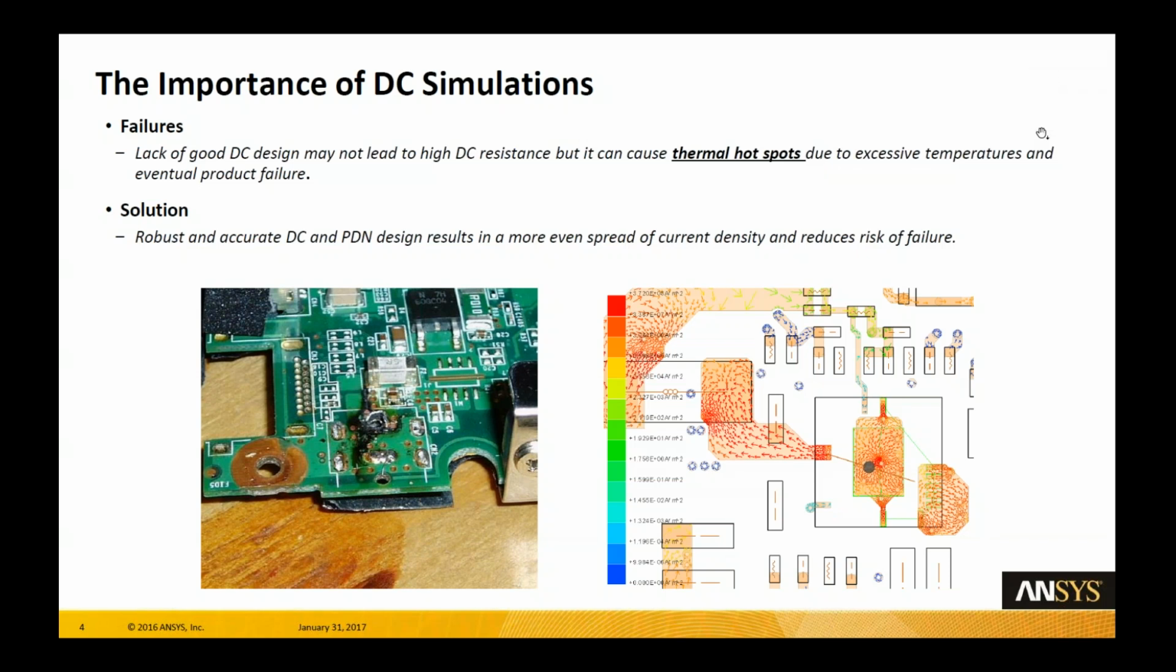As we can see in the bottom picture here, it's a SIwave, I believe, current map that's being plotted after doing the DC IR simulation. You can see on some of the major components here, you have very high current density, whereas on those little components, the current is not as high.